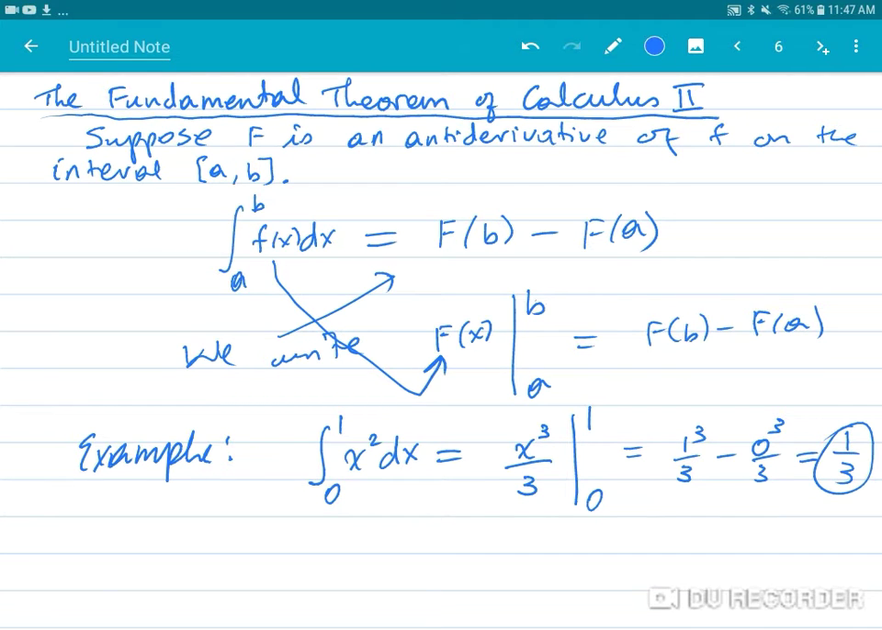So I have the integral from 0 to 1 of x squared dx calculated without having to do all that limit and sum and partitioning and all that stuff. All right.